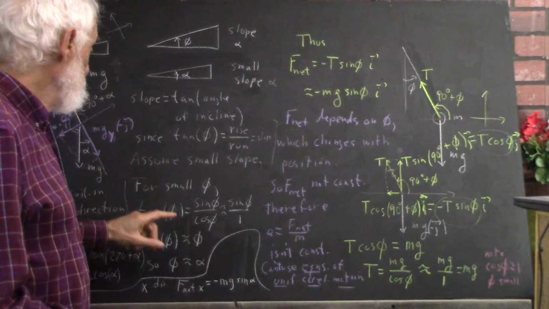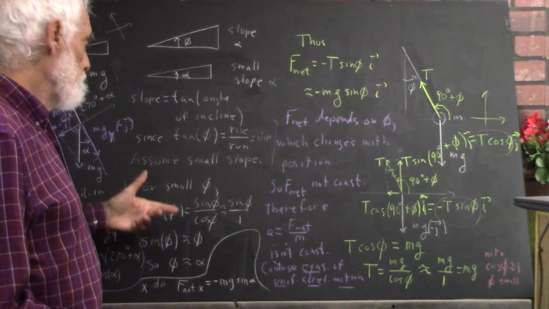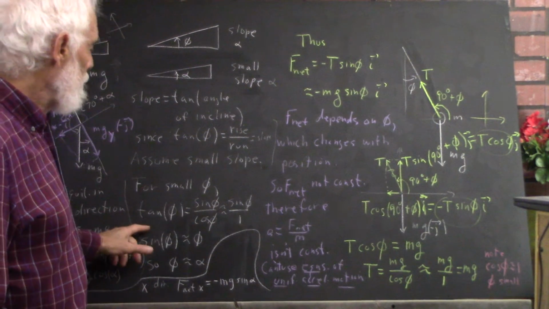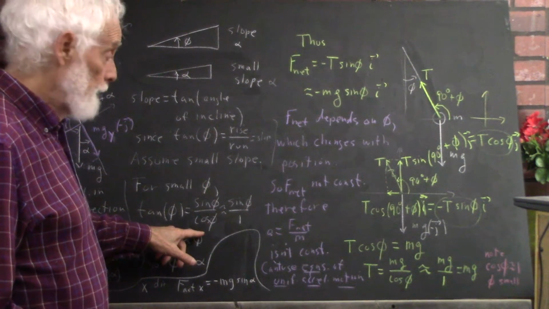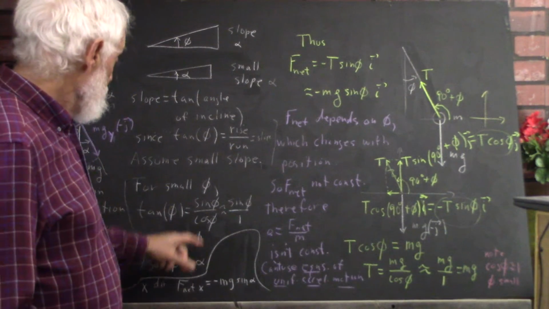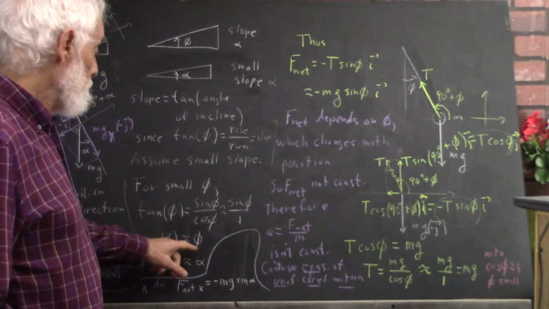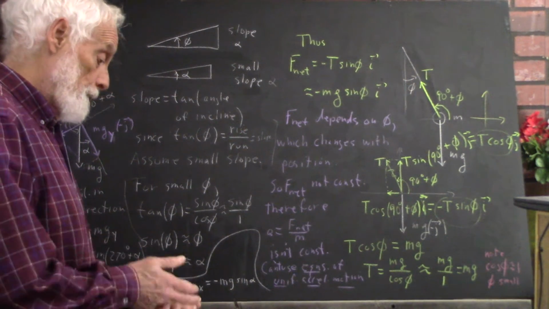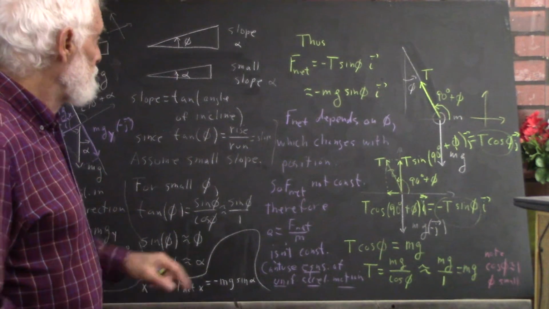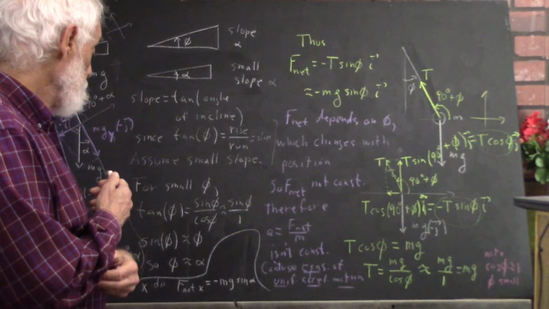For small slope, for small phi, in other words, or small alpha, the tangent of phi is sine phi over cosine phi, and of course, cosine phi is close to 1 when the angle is small, so that the tangent of phi is approximately equal to sine phi. Sine phi is approximately equal to the angle phi. Okay, a very important result from basic pre-calculus, or just a decent trig course.